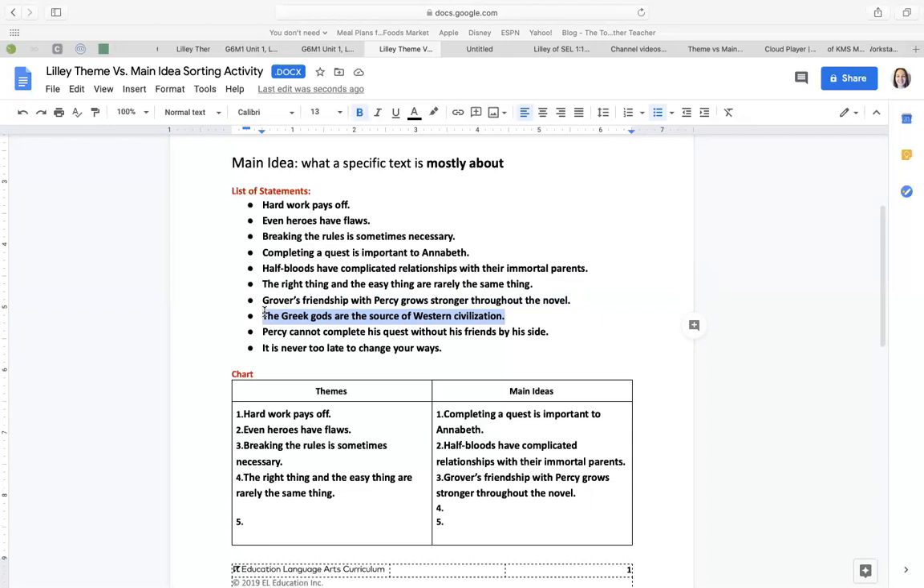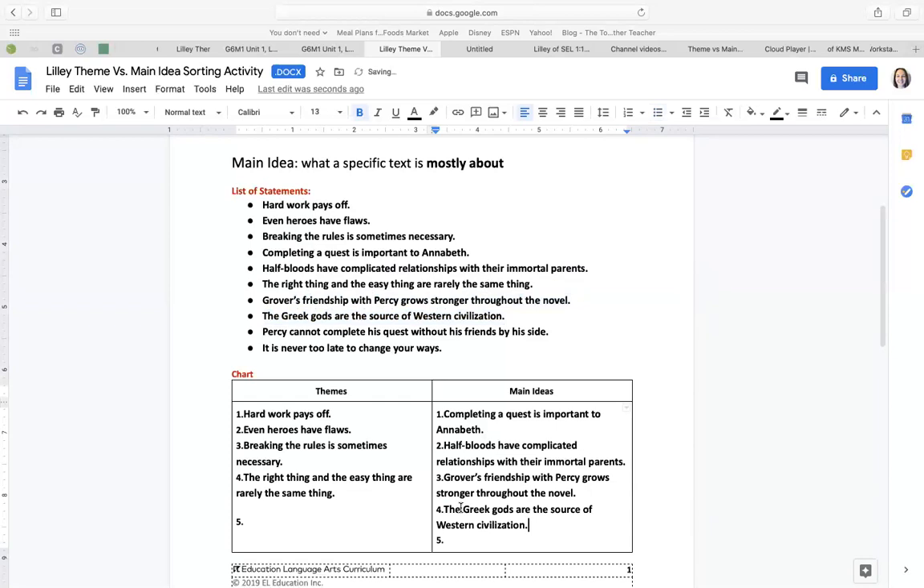It can be applied to stories about Greek gods, but not to like Little Red Riding Hood or any other story where you could apply a universal theme. So we're going to copy and paste that one into main ideas. Got two more, one for each one.